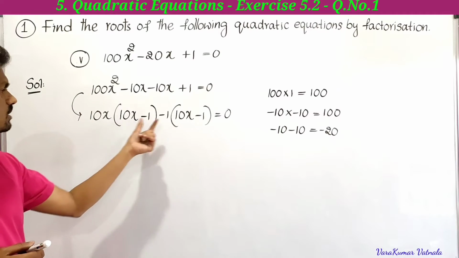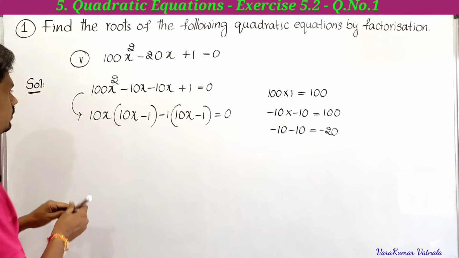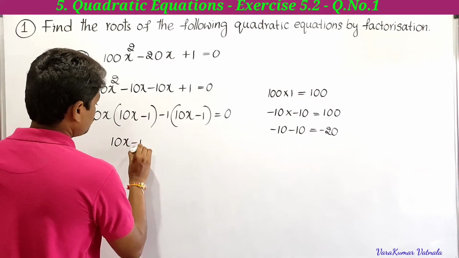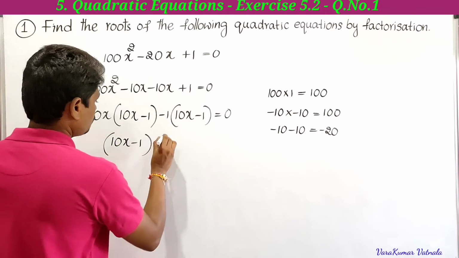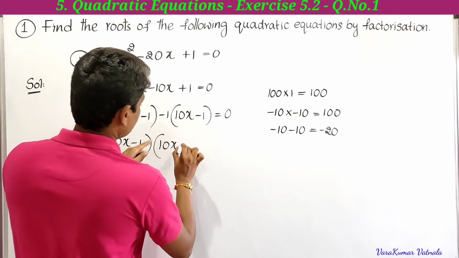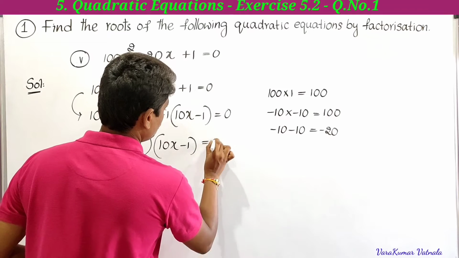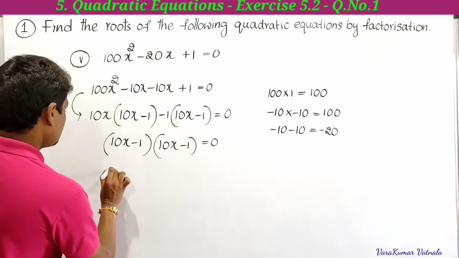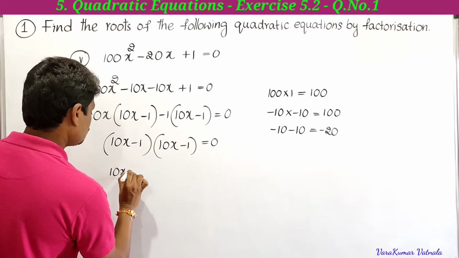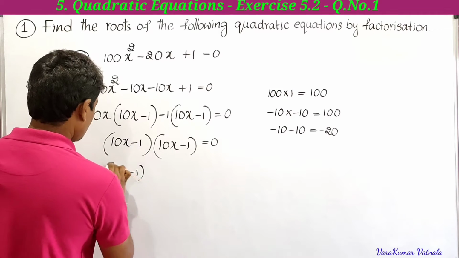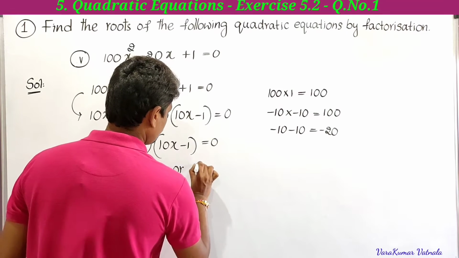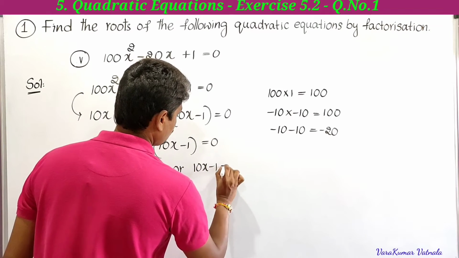So again, 10x minus 1 is common. So I am taking 10x minus 1 as common. So 10x minus 1 into, so what is there here? 10x is there. Again, here what is there? Minus 1 is equal to 0. So here 10x minus 1 is equal to 0, or here also 10x minus 1 is equal to 0. So both are equal roots.